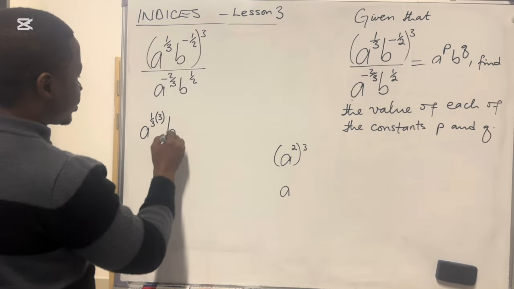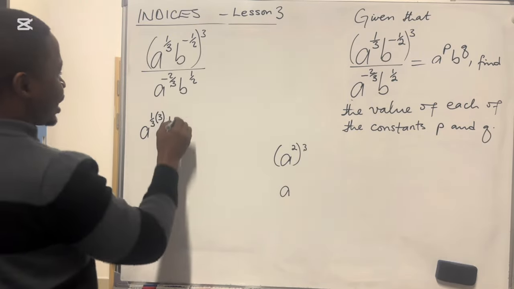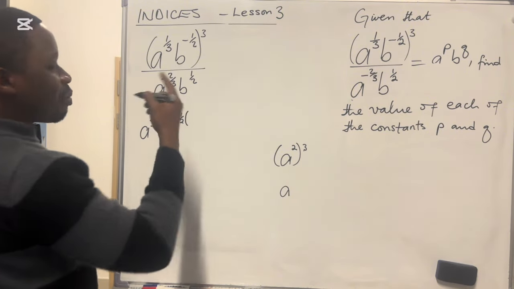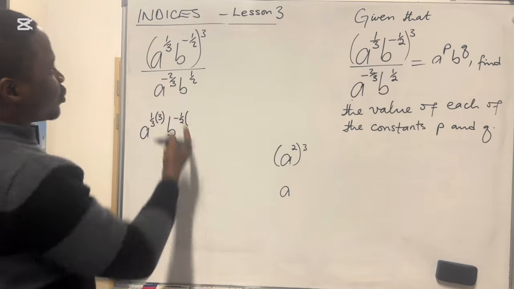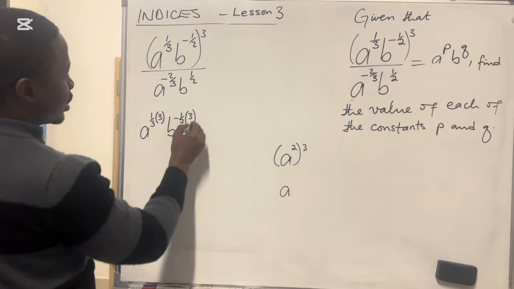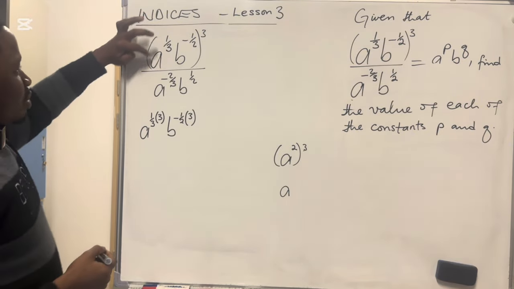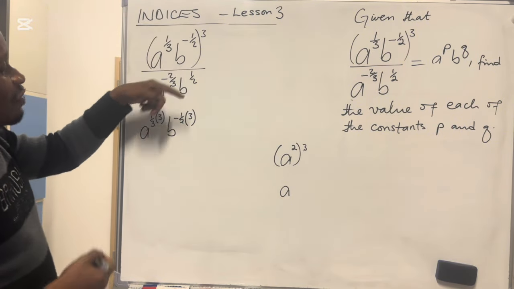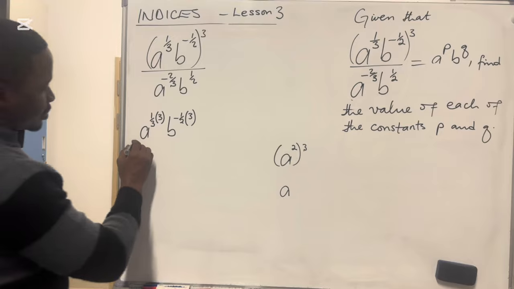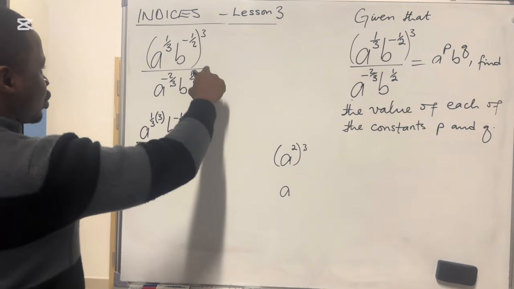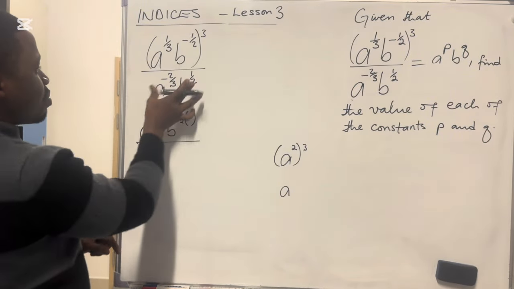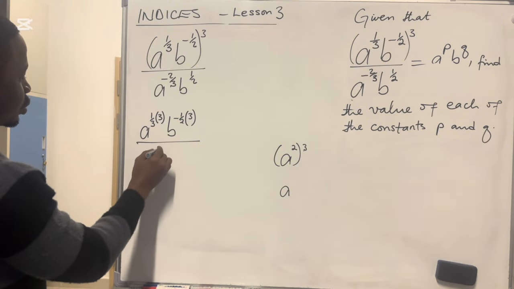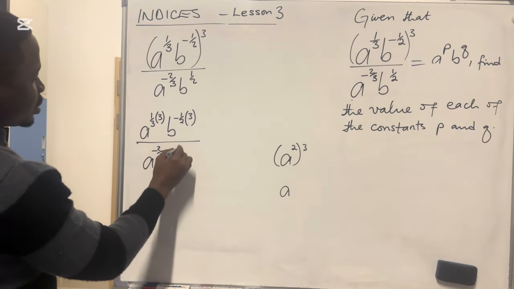Then we come to b. B has a power inside as minus half. It multiplies the other power outside, which is also meant for b, which is 3. 1/3 is only meant for a. Minus half is only meant for b, but 3 is for everything in the bracket. This bracket does not cover the denominator, so this 3 is not meant for what is down. So down here is a to the minus 2/3, b to the half.